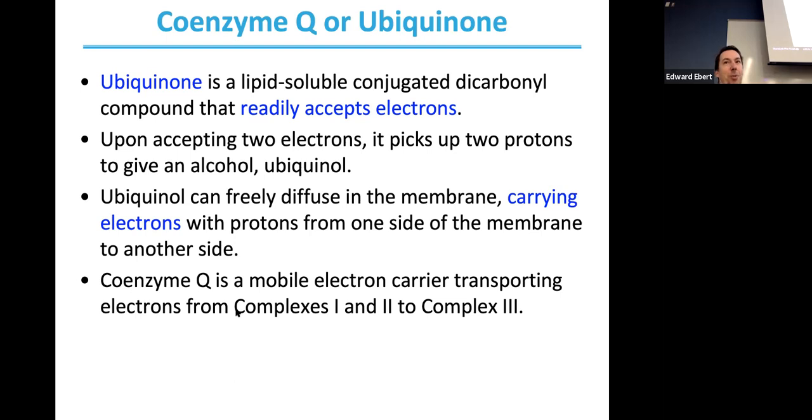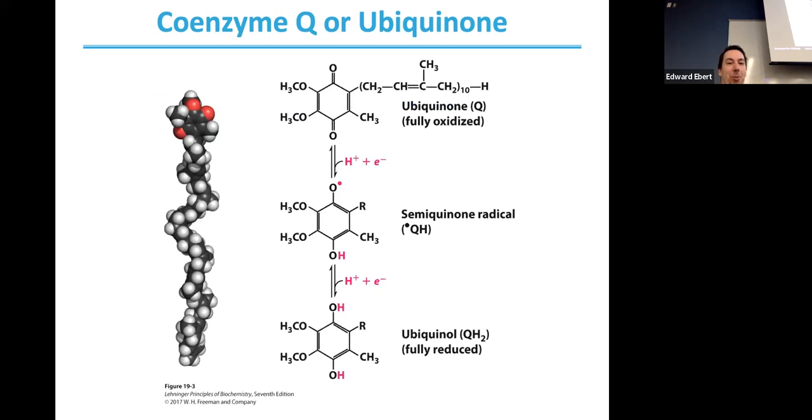Then it goes back and picks up more. It's more complex than that because it can take 2, but it only gets 1 at a time. So you make a semiquinone, which then has to go back up and pick up another passenger. It's like the shuttle bus from an airport. We've got to pick up a couple of people.